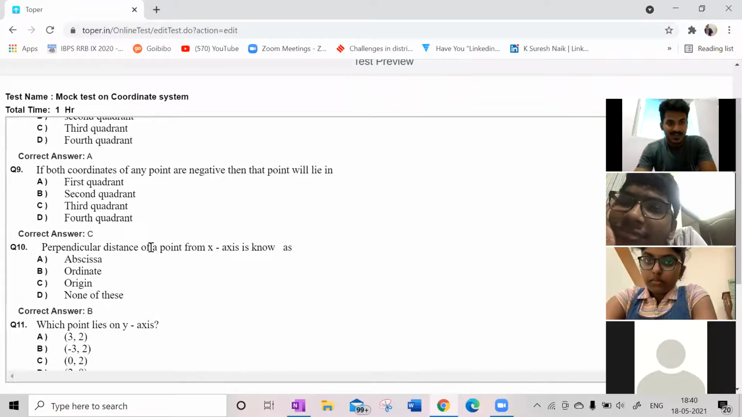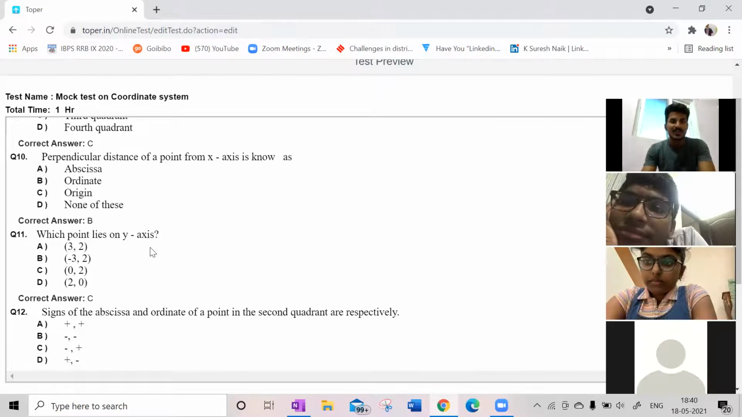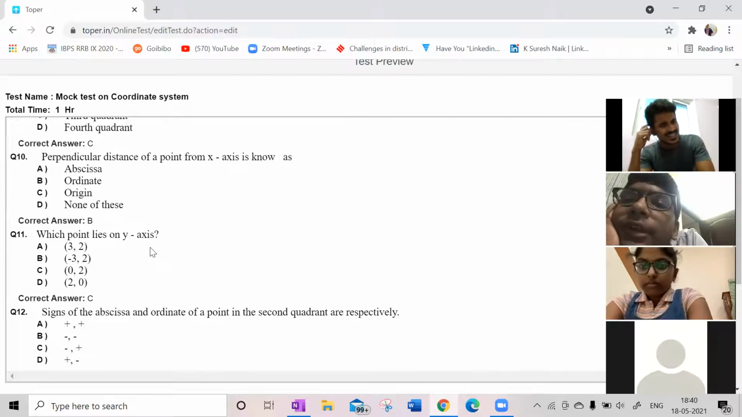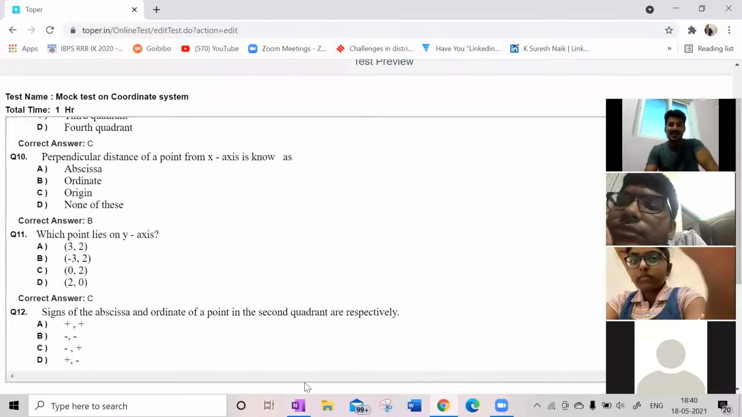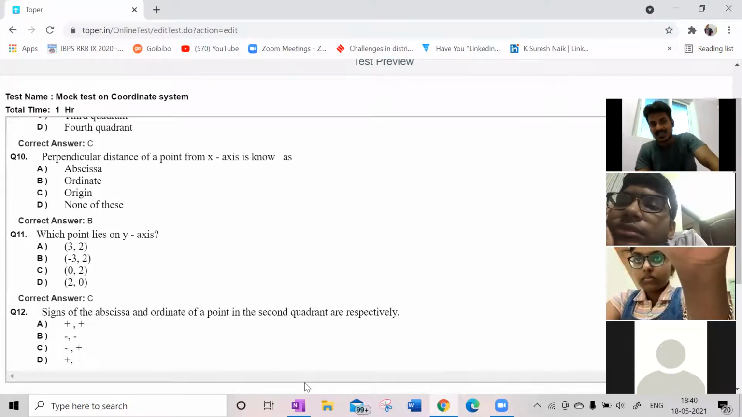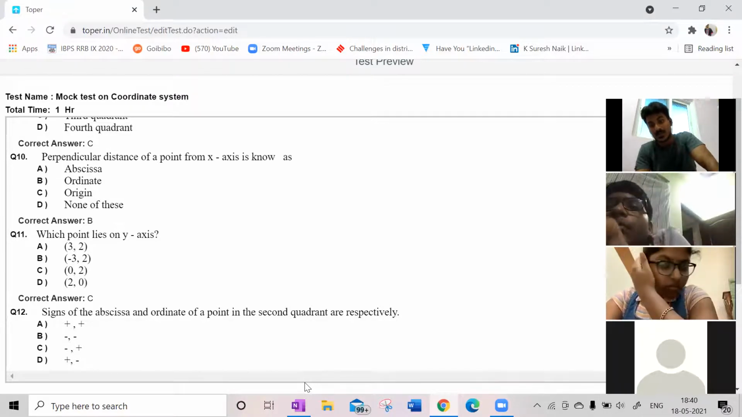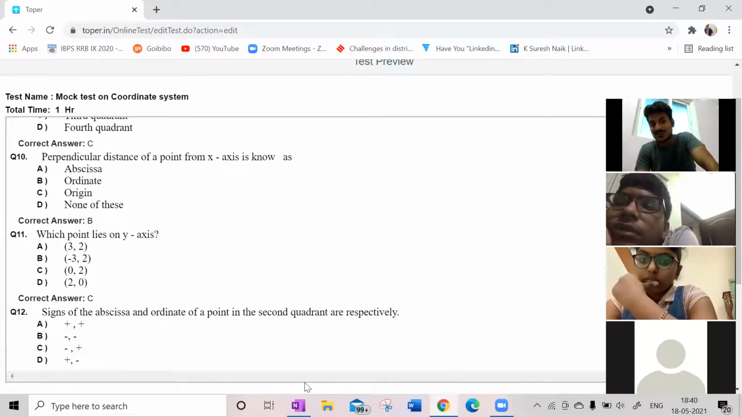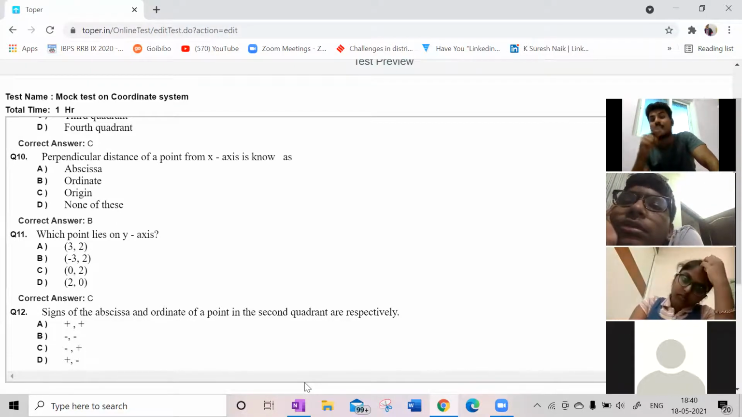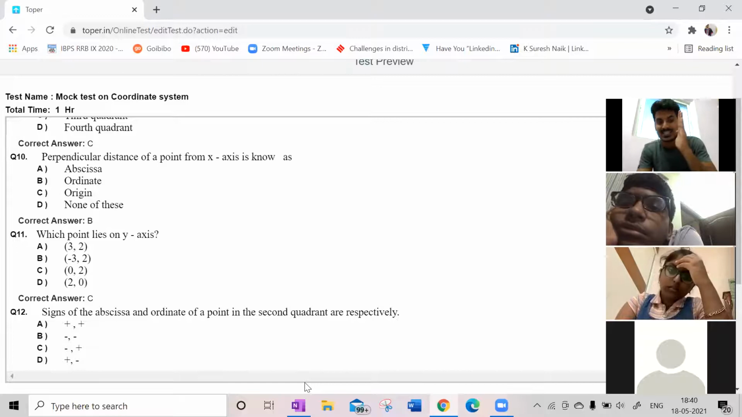Perpendicular distance of a point from the x-axis is known as ordinate. Sir, ordinate. Very good, it should be ordinate. It is not an abscissa. Sir, you told that x coordinate can be called abscissa, y coordinate is ordinate. But you are saying x-axis is ordinate now. No, it's not like that. He's asking perpendicular distance from x-axis is known as.